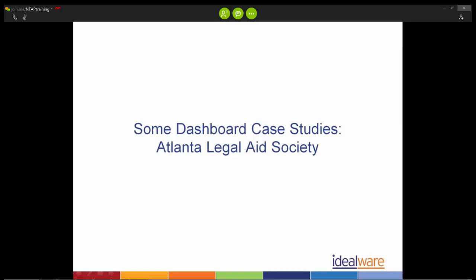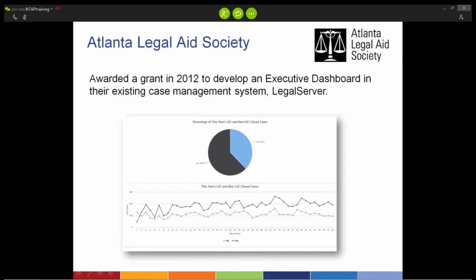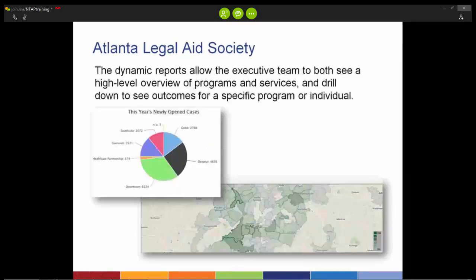Let us start with looking at the Atlanta Legal Aid Society. They've now finished, logically, it was from 2012, an executive dashboard, designed to be used by the management team and a little bit by the board in Legal Server. In fact, Legal Server has incorporated some of the features that we'll be looking at into their base. This is primarily looking at types of cases. So it's a count of number of cases. You can see here percentage of LSC cases down at the bottom. It shows a line chart of those that fit the LSC requirements and those that don't.